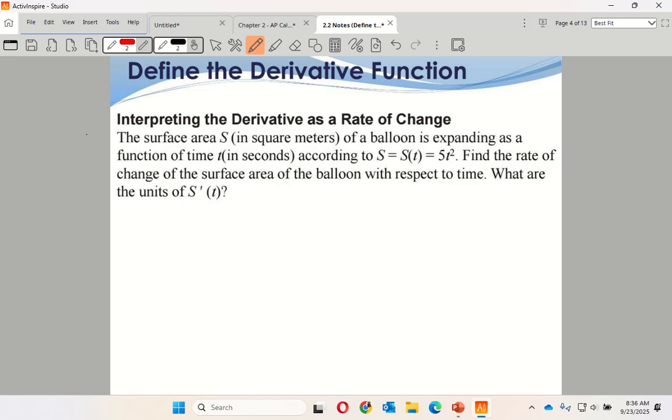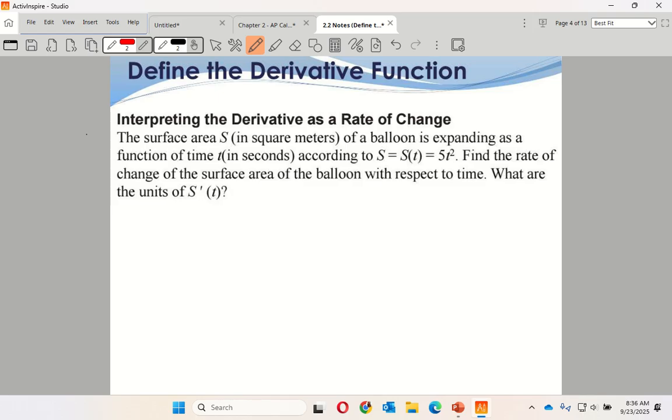All right, interpreting the derivative as a rate of change. The surface area S in square meters of a balloon expanding as a function of time t in seconds is given by the function S(t) = 5t squared. Find the rate of change of the surface area of the balloon with respect to time. What are the units of S prime of t? So, if I want to find the rate, I want to find the slope. That's what it is. The rate is just the slope.